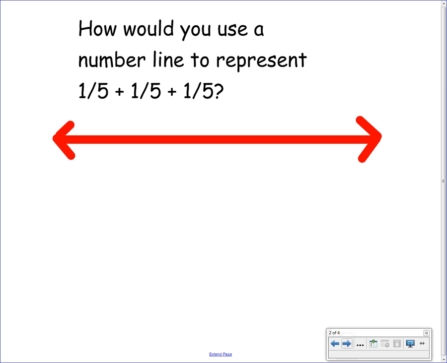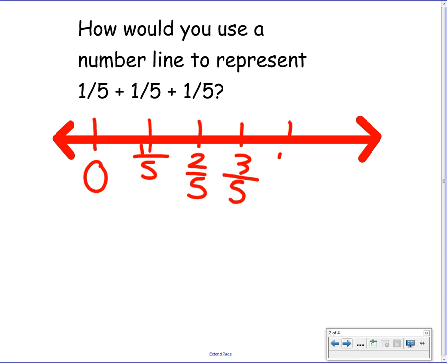All right, so when we talk about a linear model, we're talking about a number line. And it's so important that we label our number lines. We always start at 0. So here we go. We got 0, 1/5, 2/5, 3/5, 4/5, and 5/5. And we know that 5/5 is also equal to 1 whole. So I'm just going to go ahead and put a 1 up here.